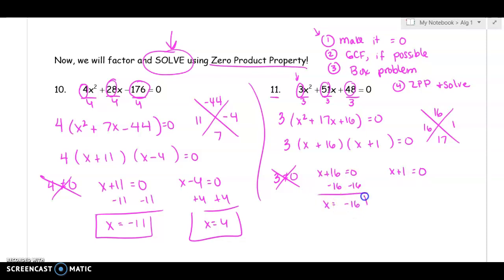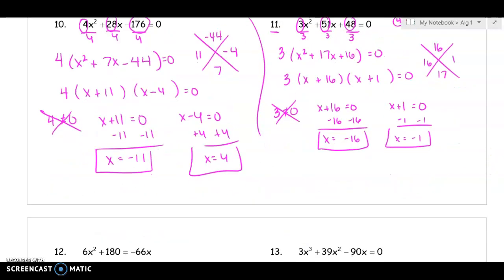Subtract 16, you get negative 16. Subtract 1, you get negative 1. All right, so those are going to be your solutions. And if you want to, you could plug it back in, and you should end up getting 0 after plugging those two numbers in. So if you have extra time and you want to check, you can certainly do so.